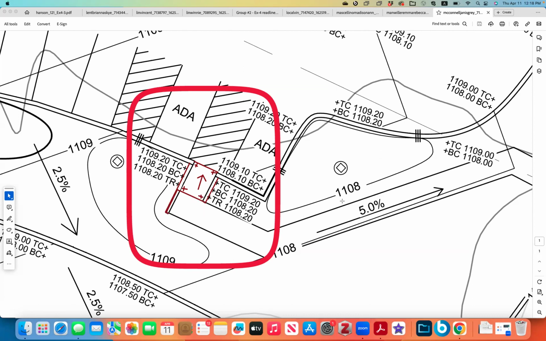And all this is actually not 5% anymore, right? At this point, you're on the plaza level, so it's going to be 2%. And you don't necessarily need to label it. Your 2% is actually this direction. So no label there. Okay, so that's about this ramp.